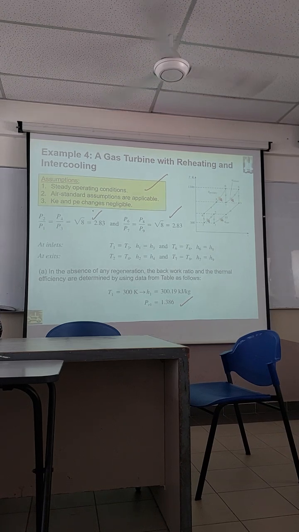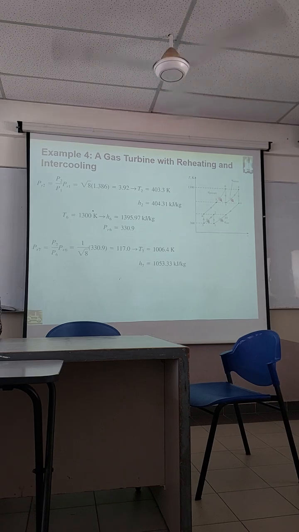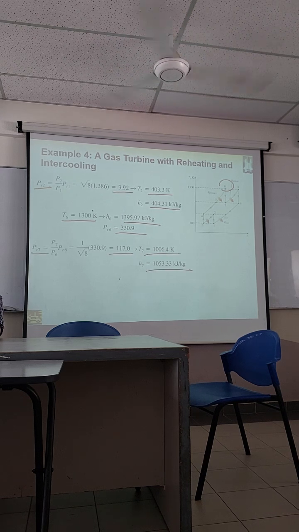So from PR1, with the same method, you find PR2, using PR1, then go back to table A17, obtain T2, then from T2 you can get H2. So then you are done with the left hand side, because 4 equals 2, 3 equals 1. Then you repeat the same thing for 6. T6 equals 1300 Kelvin, H6 is 1395.97. Then you find PR6, then from PR6 you find PR7. You get T7 and H7.